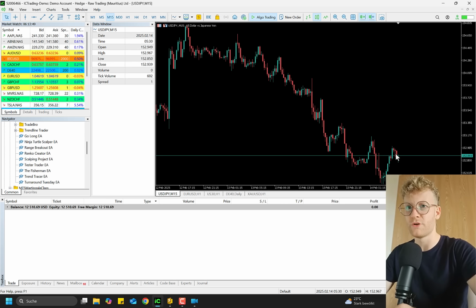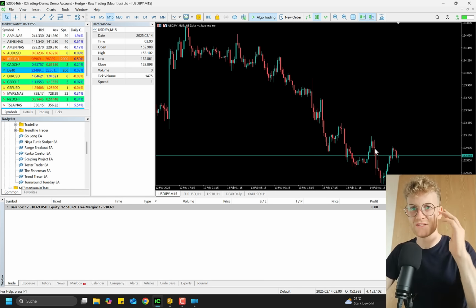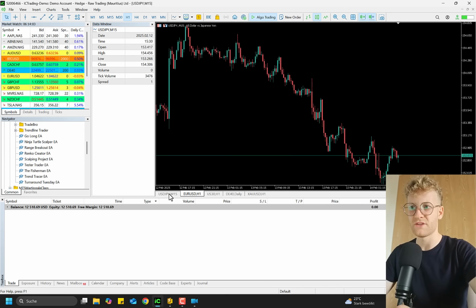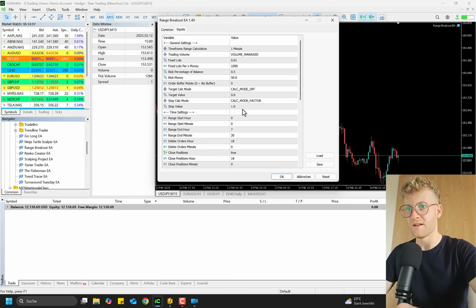So let's assume US dollar Japanese yen has 3 digits after the decimal point. Then 1 MetaTrader point would be 0.001. And for Euro US dollar, it would be 0.00001 because it has 5 digits after the decimal point. Then let's have a look at the next settings.